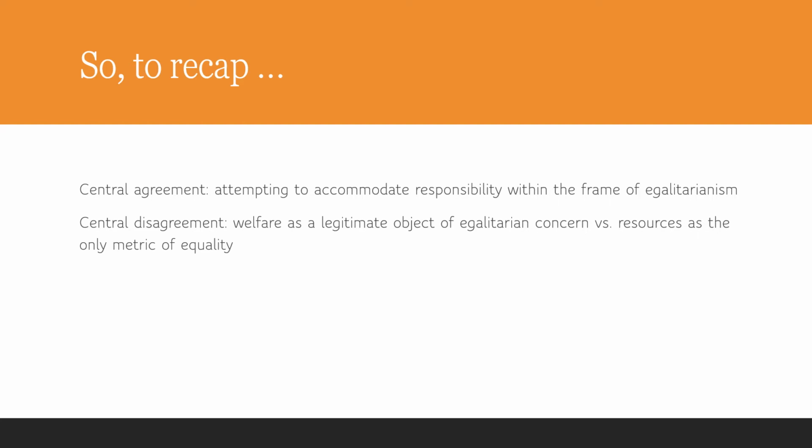Right, so to recap what is important here, the central agreement amongst luck egalitarians is that attempting to accommodate responsibility within the frame of egalitarianism is very important. Because you must somehow make it clear that egalitarianism is not a free pass where people can just live without consequences, as it were. People must take responsibility for their actions. And the central disagreement, as we have seen, is whether welfare should be included within the object of egalitarian concern, or whether resources should be the only metric of equality. And we have tracked that debate as well. And we looked at how people might accommodate responsibility in the previous session.